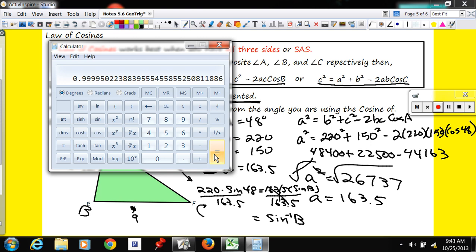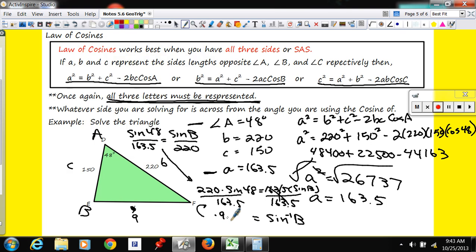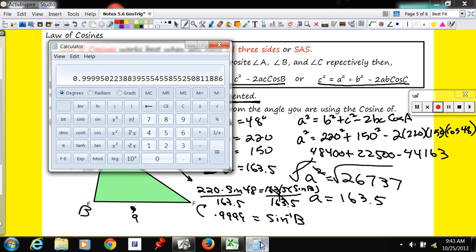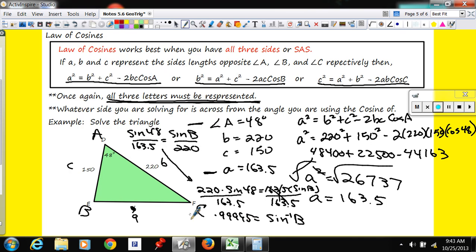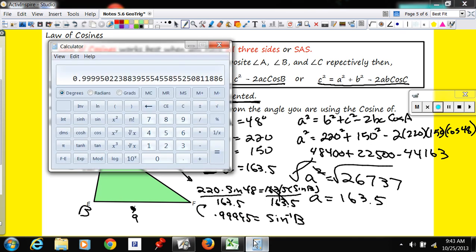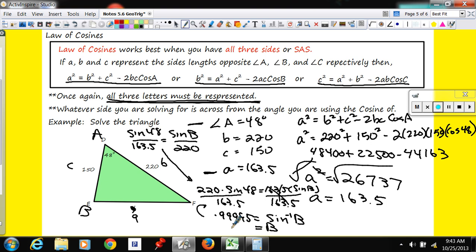So now I'm going to take that amount, 0.99995, and I'm going to put that as my inverse sine. So I'm going to hit the inverse button, and I'm going to hit the sine button. That's going to give me an 89.4 degree angle, really close to 90 degrees. Not quite 90 degrees. Angle B then becomes 89.4 degrees. So I'm going to plug that right in here, 89.4 degrees.